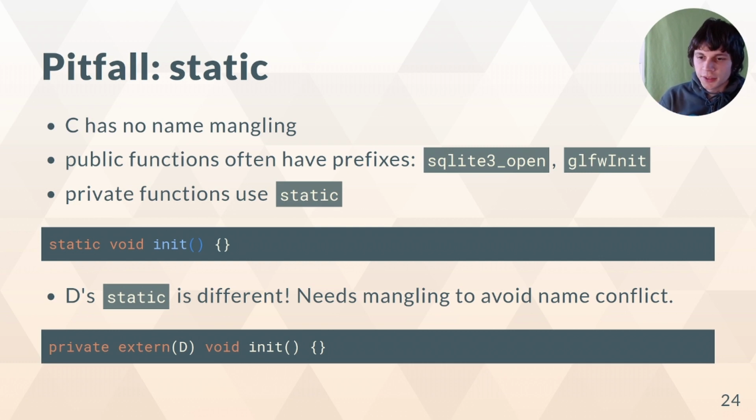So if it's an extern C function, and I've had this before, then it might be calling the wrong one declared in a different module, which is also an extern C function with the same name. So what you actually need to do is make it extern D in addition to private, so its name gets mangled and there's no conflict with similarly named functions in different modules.